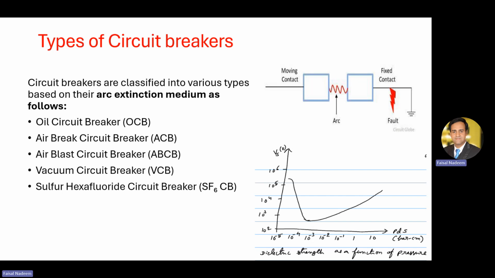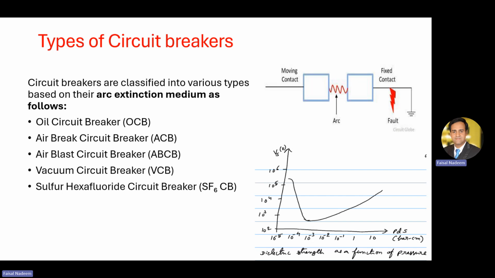Usually the circuit breakers are categorized based on the arc quenching medium used in them, or the phenomena used for arc quenching in the circuit breaker. And for different types of circuit breakers, this phenomena is different. Therefore, the type of circuit breaker also changes.